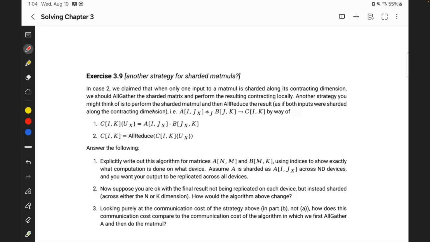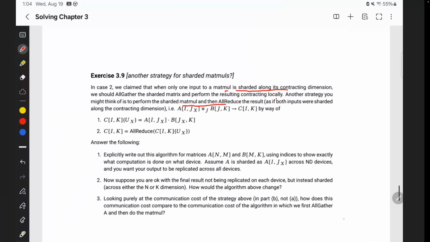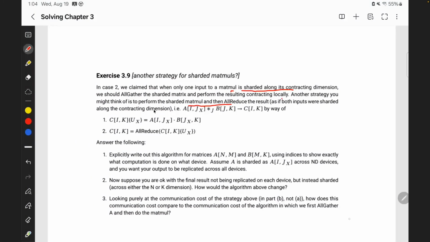which is really interesting. In case 2, we claim that when one input to a matmul is sharded along the contracting dimension, we should all gather and perform the resulting contraction locally. Another strategy you might think of is to shard and then do an all reduce. This is talking about the operations in case 2, where one of your contracting dimensions was sharded.